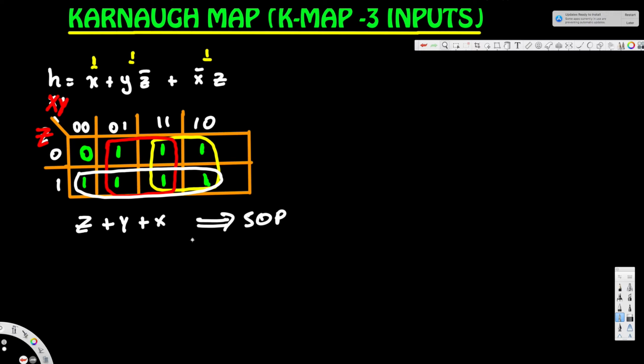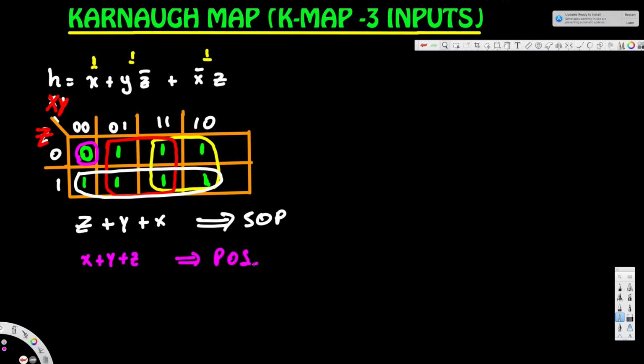Now if they ask for product of sum, we have to look at the locations where we have 0. Since we have only one 0, nothing is changing. We have only one position, so all of them are 0. So we can just directly write x plus y plus z. So this is going to be the product of sum.